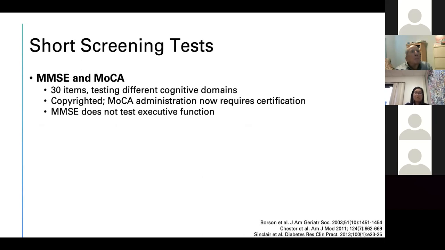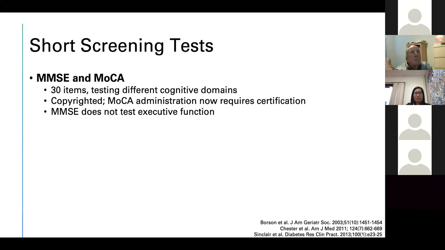So in terms of the short screening tests that we have available, I think most of you are familiar with the mini mental status exam as well as the Montreal Cognitive Assessment. So both of these tests are 30 items. They test different cognitive domains.